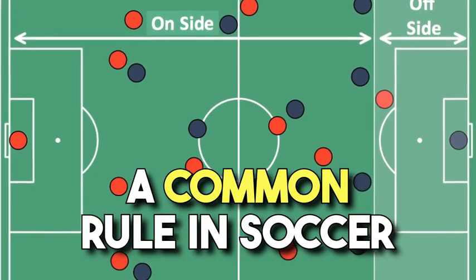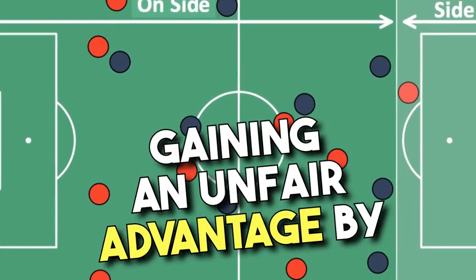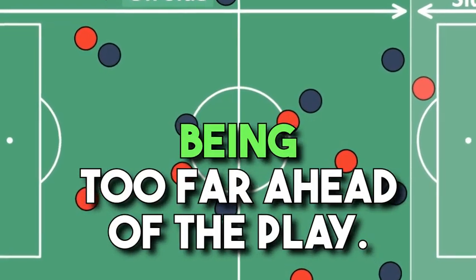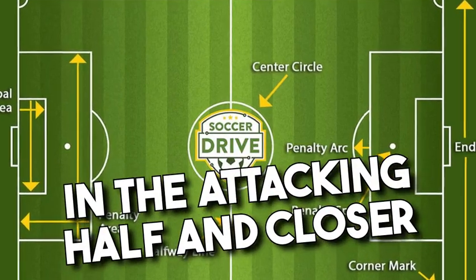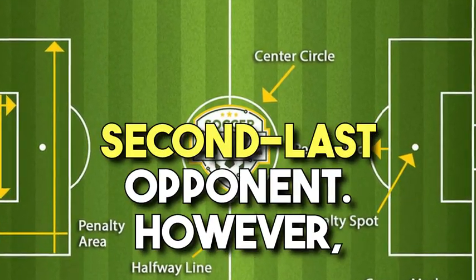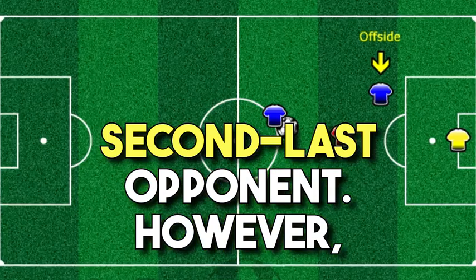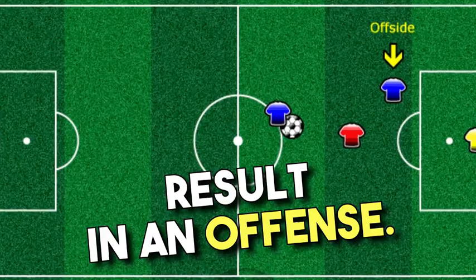A common rule in soccer is the offside rule, which prevents players from gaining an unfair advantage by being too far ahead of the play. According to this rule, a player is offside if they are in the attacking half and closer to the opposing team's goal line than both the ball and the second-last opponent. However, being in an offside position does not automatically result in an offense.